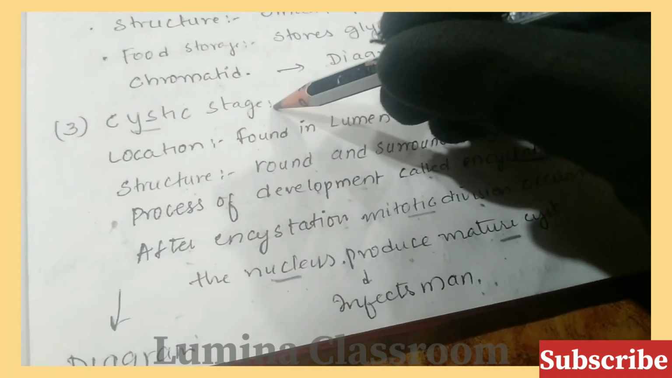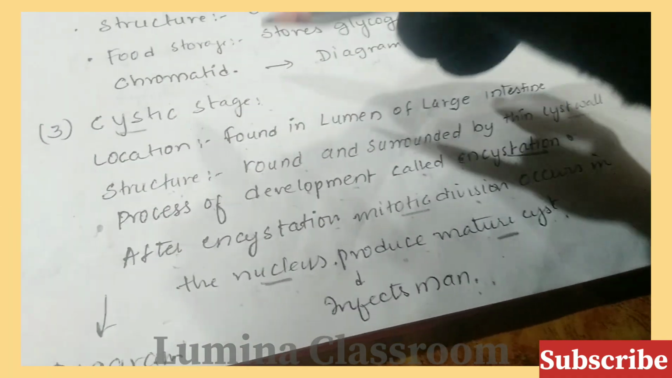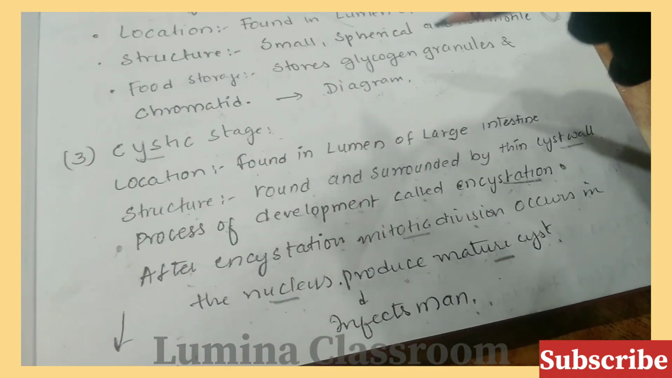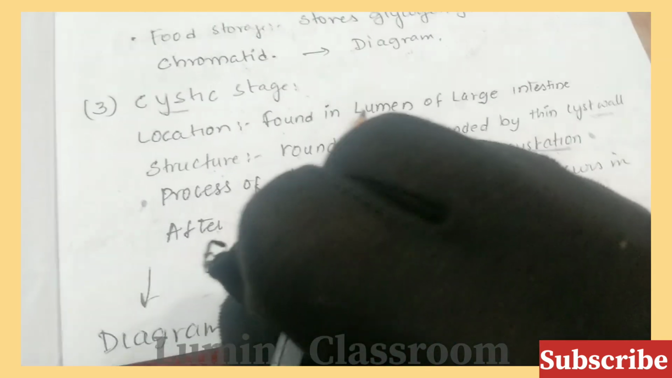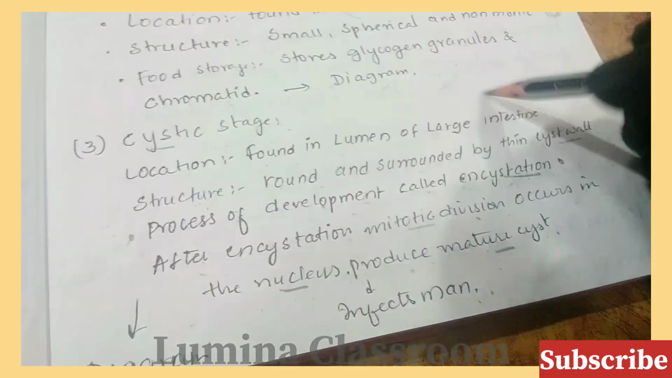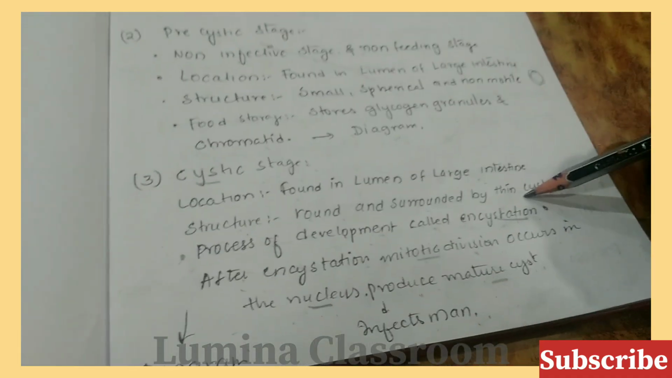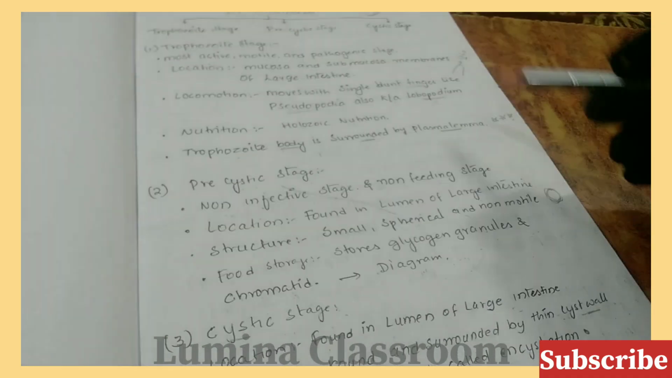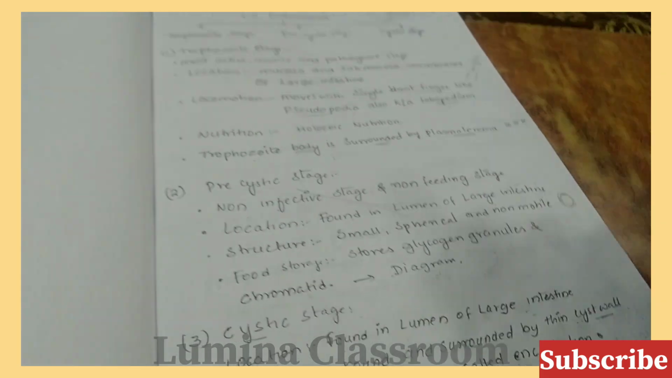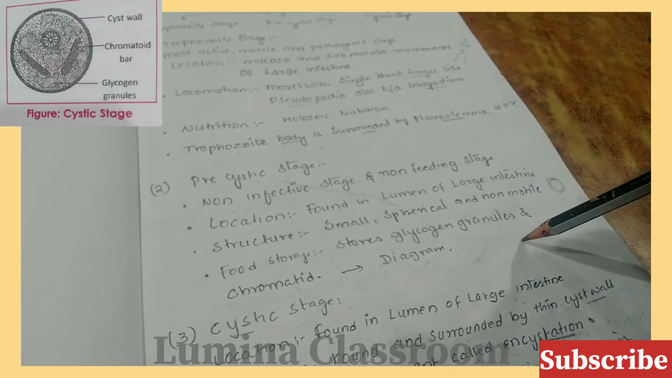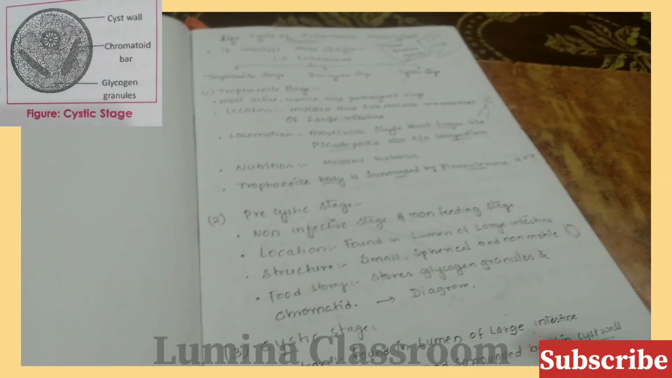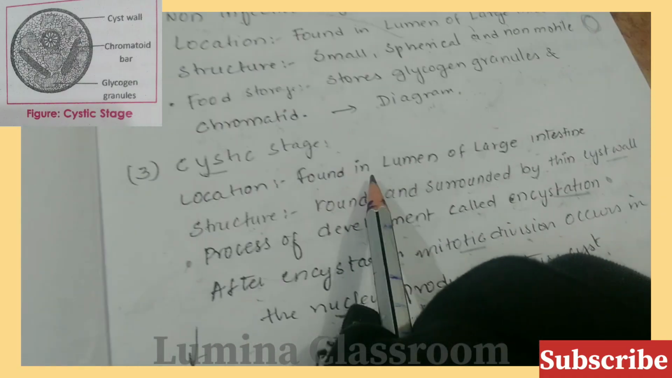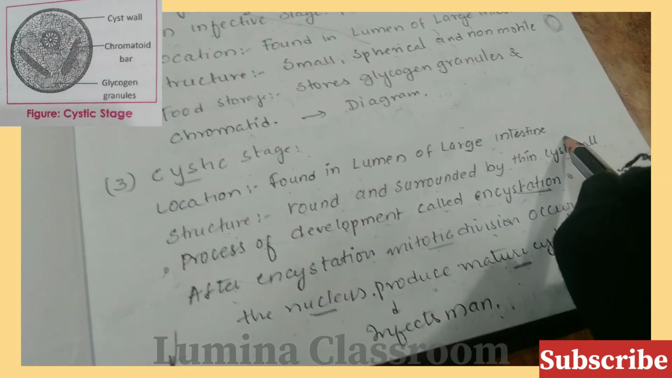Let's discuss the cystic stage. It is the last and very important stage in Entamoeba histolytica. It is located in the lumen of the large intestine. These both are the same, just that one is not matured and this one is matured. You should remember only large intestine. You have to just remember submucosa and mucosa and lumen. Location: it is found in the lumen of the large intestine.